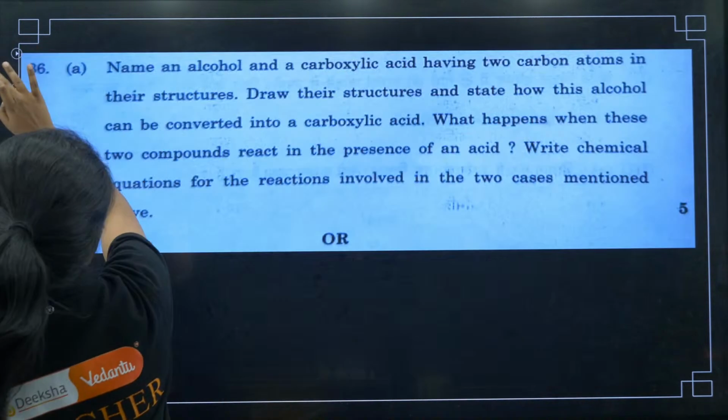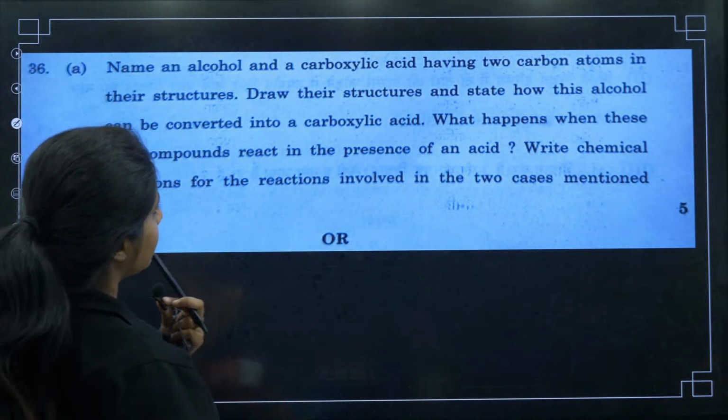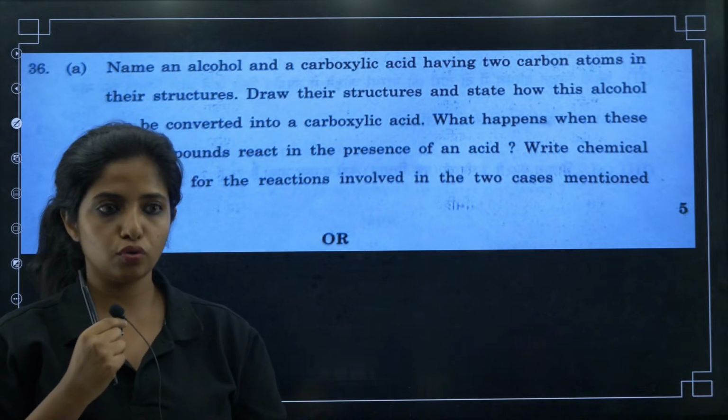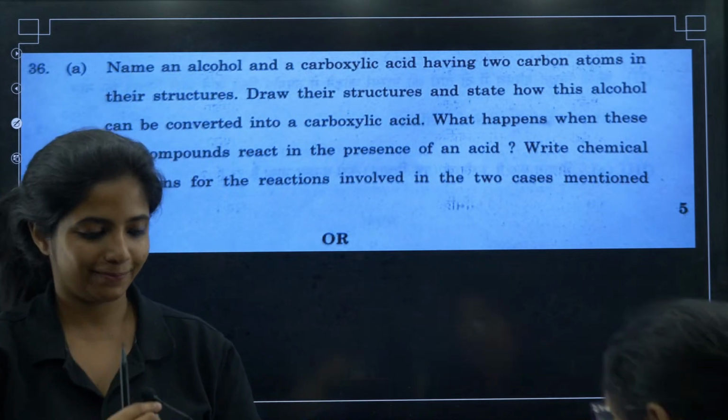Now, going ahead. Okay, I think that's a chemistry question. Giving the mic to Ashwarya ma'am.